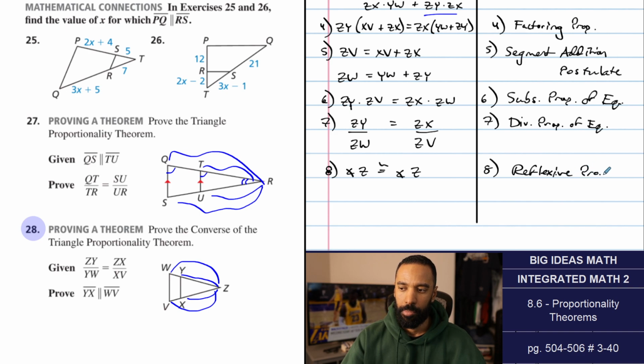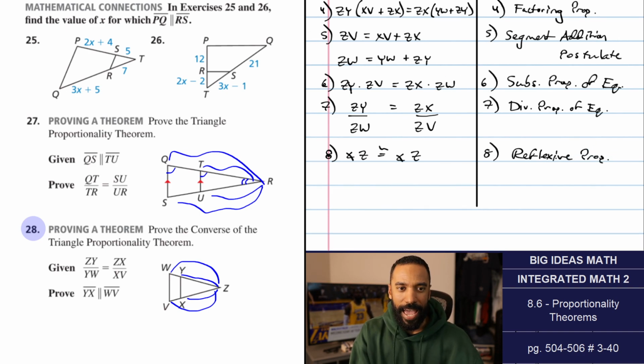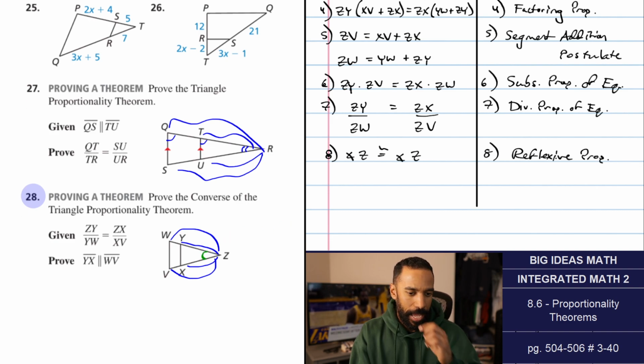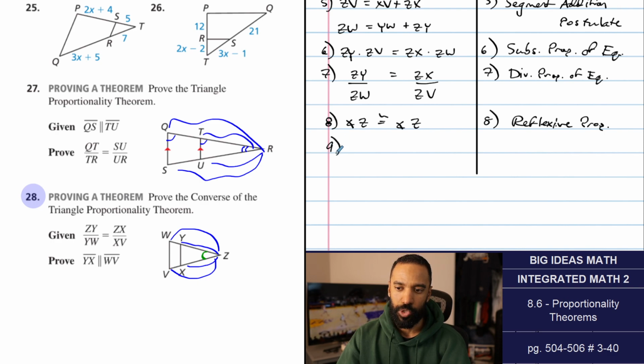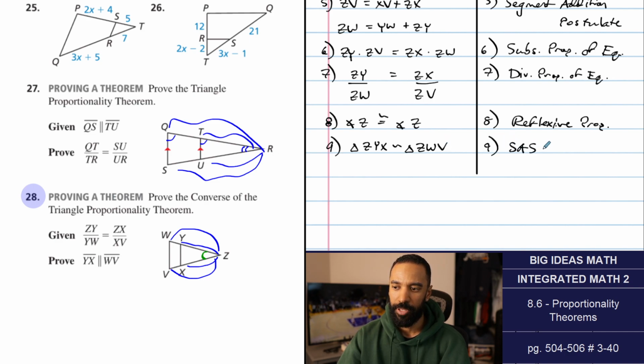Reflexive property. Now I have triangle similarity by side, angle, side. These two are in proportion with each other side lengthwise. These two are proportional, etc. So now I can say these two triangles are similar. Triangle ZYX, the smaller triangle, is similar to triangle ZWV by the side, angle, side similarity theorem. That was from section 8.5.